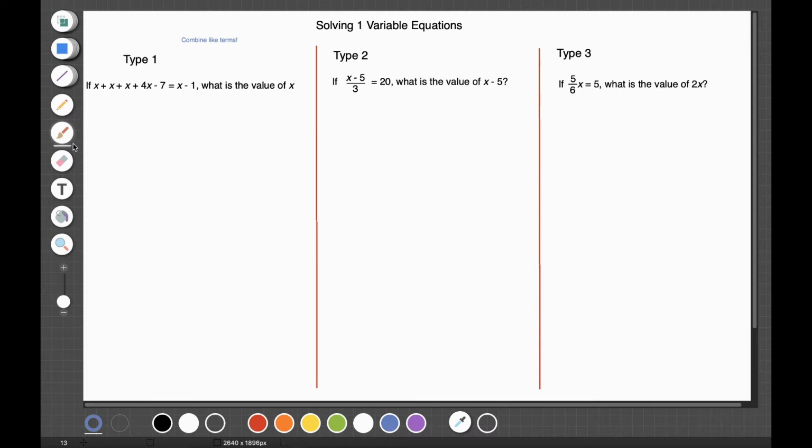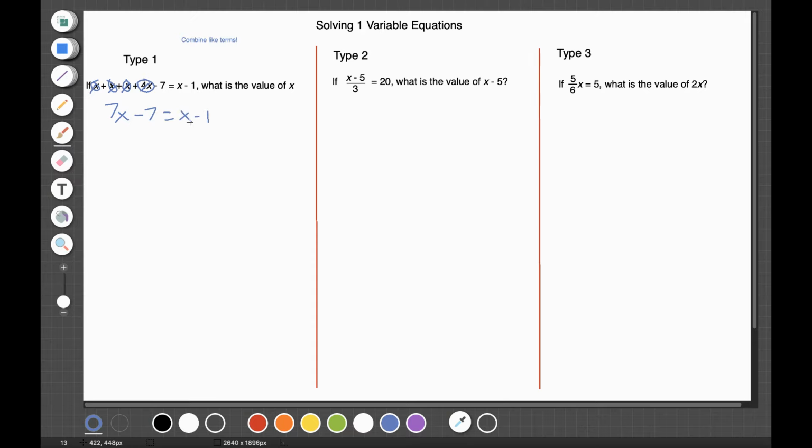Well, we only have one variable, so that makes combining like terms pretty simple. We have an x, an x, an x, and a 4x. And what I see a lot of people do is combine this term, but this is on the other side of the equation. You can't combine like terms on the other side of the equation. It's got to be on the same side. So x plus x plus x plus 4x, well, how many x's? 4, 5, 6, 7. So that would be 7x. Okay, so those are all done. What do we have left? Well, we still have the minus 7. And then we just pull down everything else, x minus 1.